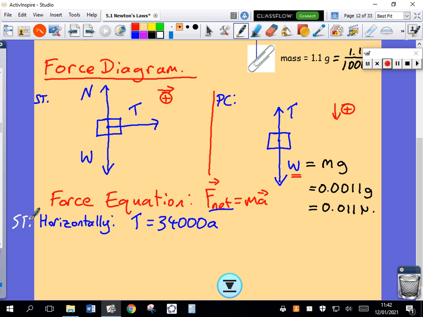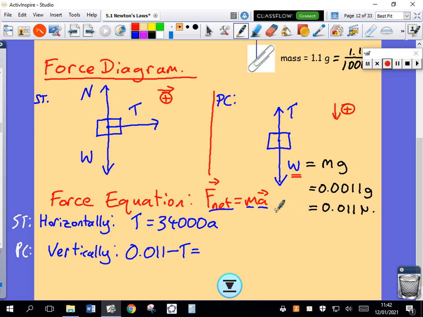I'm going to look at the paperclip next. The paperclip is only moving vertically here, so I'll write in vertically. We're dealing with the vertical forces on the paperclip. Again, I've said down is positive, so the net force is going to be a combination of this down, positive 0.011 force, and this up force, which we've called T. So my net force is going to be 0.011 subtract T.